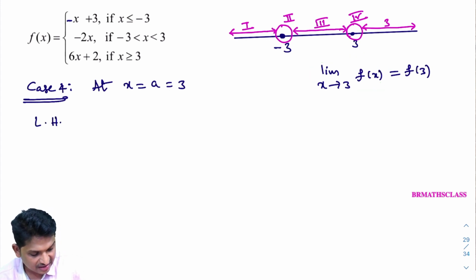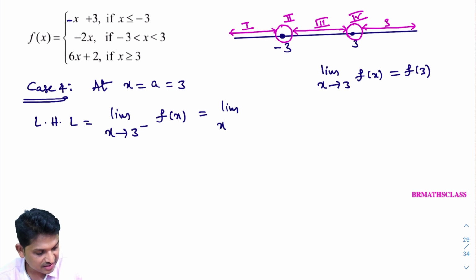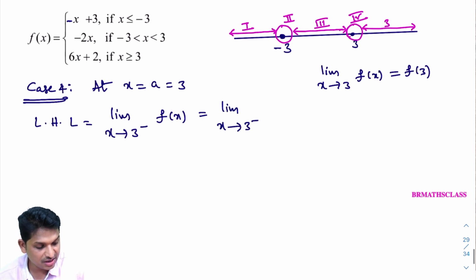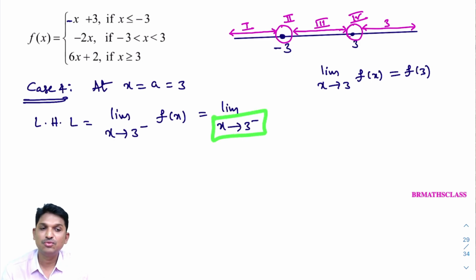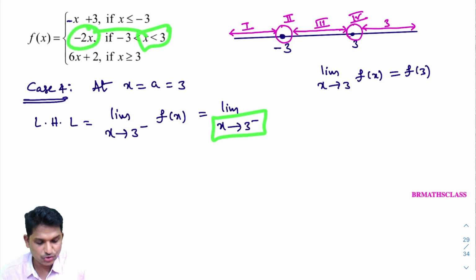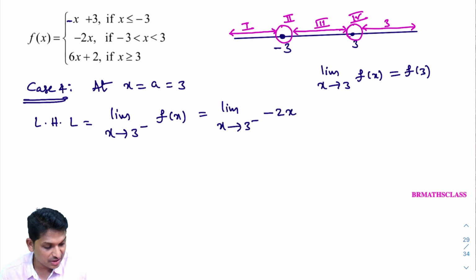Okay. I will calculate left hand limit. What is left hand limit? Limit x approaches to 3 from left, f of x, that equal to limit x approaches to 3 from left. Here you observe x approaches to 3 from left. What it means? It means that all x values are less than 3. When x values are less than 3, which function to choose? We need to choose second function. It is very clear. So here the function is minus 2x.